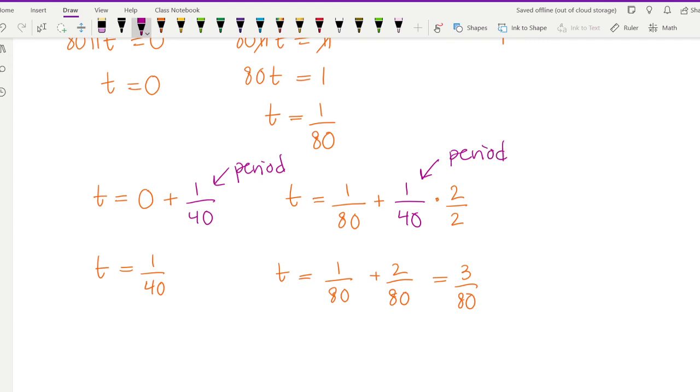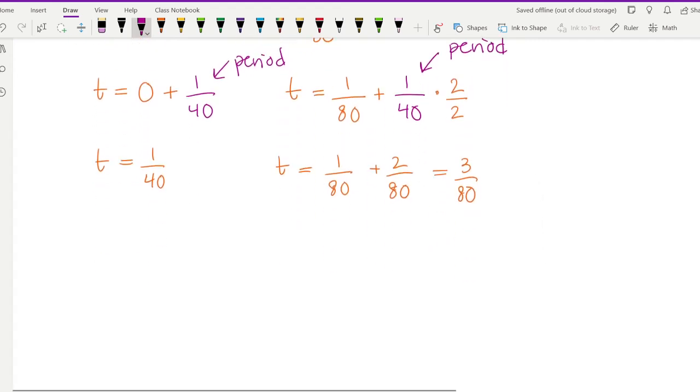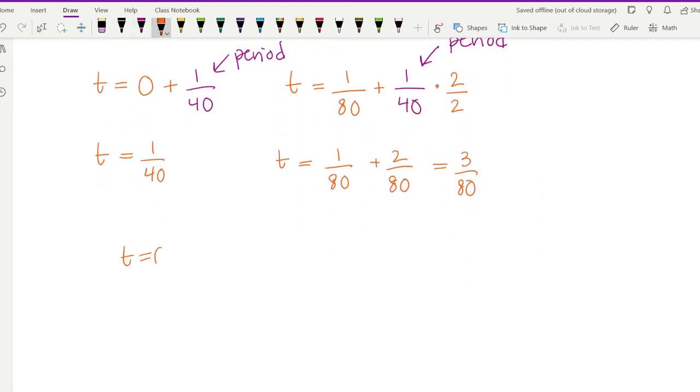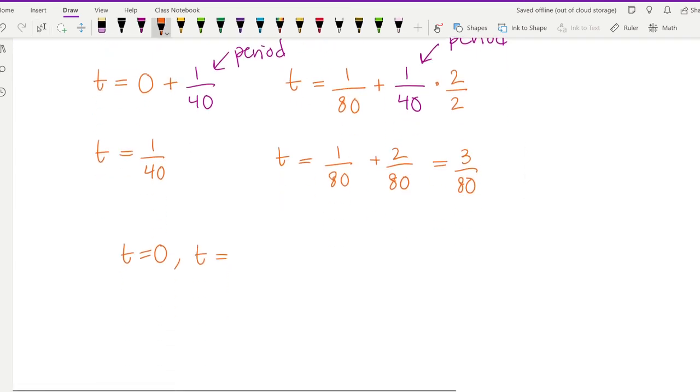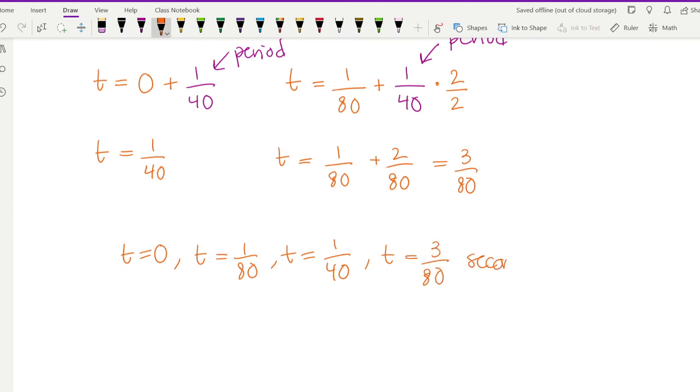And so now we have our 4 times, right? We have t is equal to 0. We have t is equal to 1 over 80. We have t is equal to 1 over 40. And I guess I didn't have to keep writing t is equal to, but that's okay. And t is equal to 3 over 80. And the units on all of these are seconds.